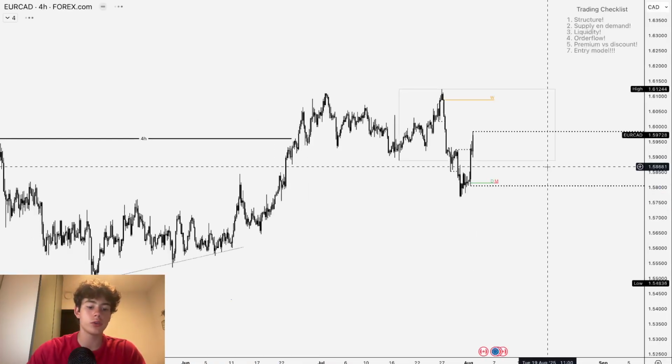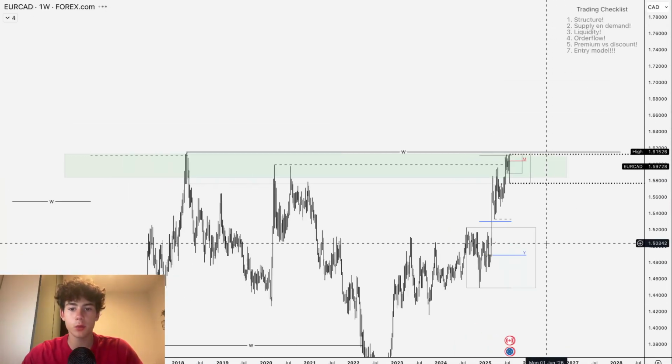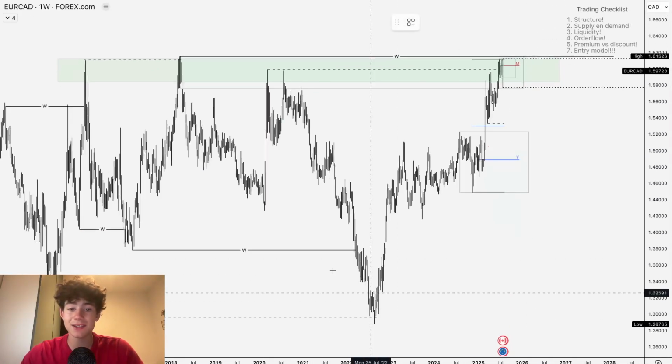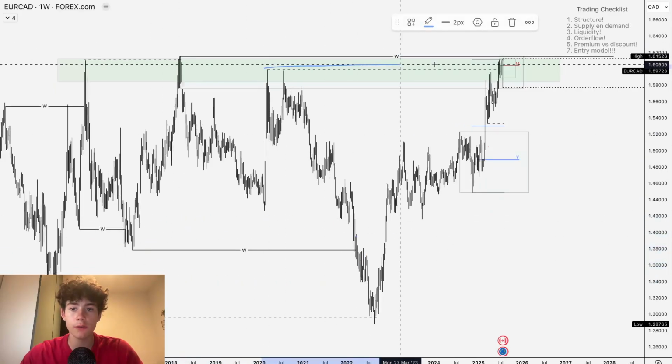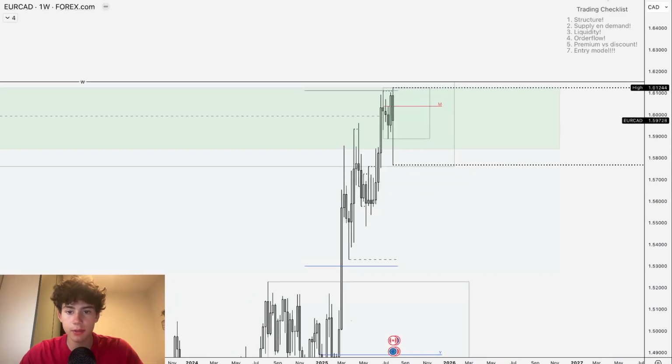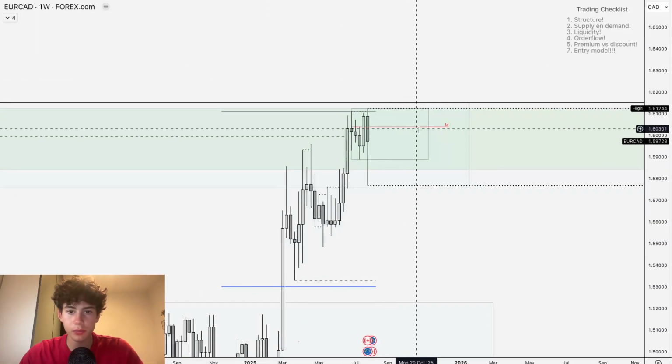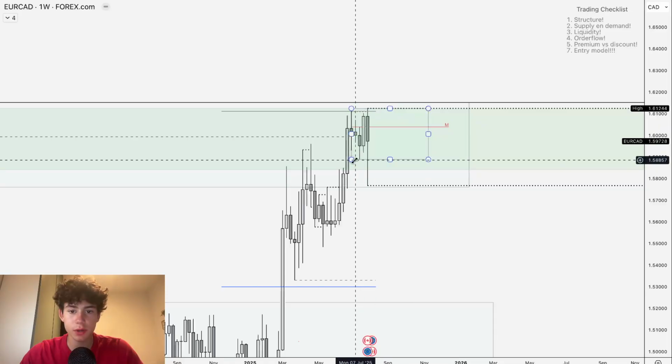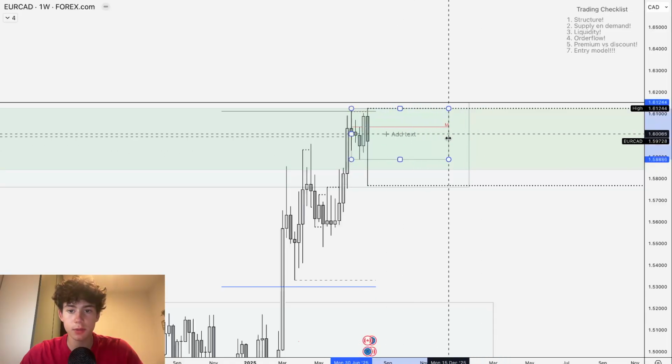So going over to EURCAD on the weekly, we can see again that the structure is bearish. We took a lot of liquidity above the highs, but the order flow has just been bullish, I think. And now the order flow actually switched bearish after breaking this low. So this supply is in control.